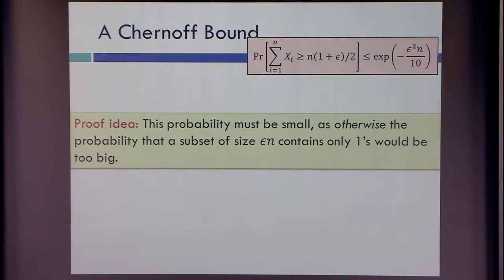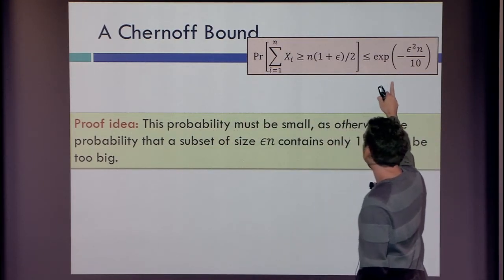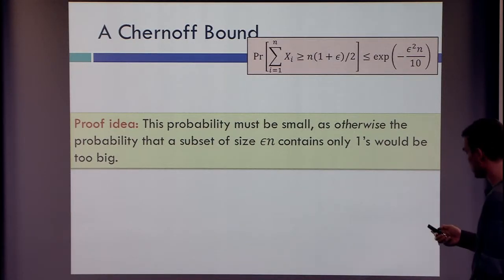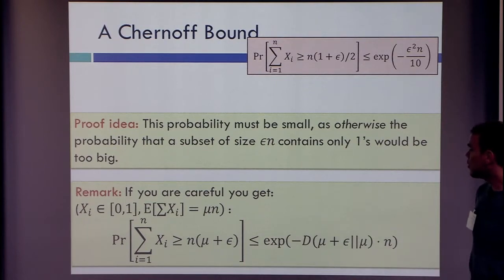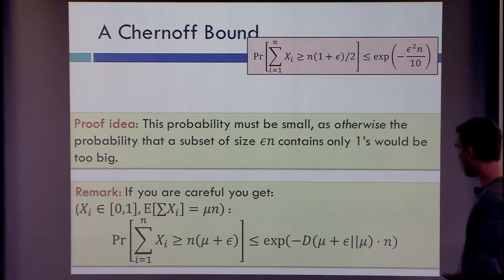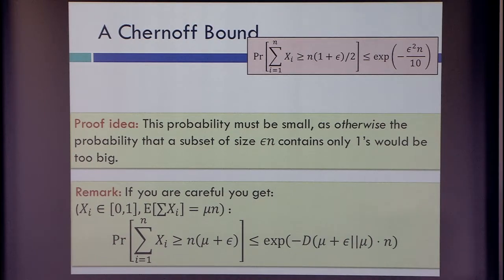Okay, so again, the proof idea in some sense is very simple. The probability of this Chernoff bound must be very small, as otherwise the probability that a subset of size epsilon n contains only ones would be too big. And if you are careful, then in Impagliazzo and Kabanets, they show that you can also recover, for example, this optimal Chernoff bound with relative entropy here. That's very nice, I think. Remarks, questions?